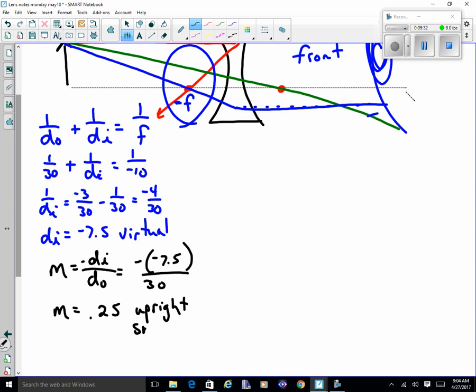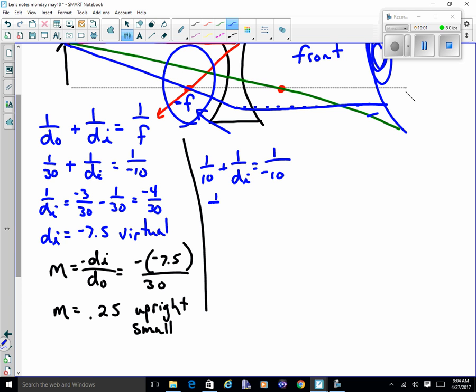Now you're going to do the same thing, but now we're going to start moving the object back to the focal point. So we do the same exact formula as we did before. So instead of 1 over 30, I'm going to take 1 over 10 plus 1 over the image distance equals 1 over a negative 10, because the focal length, once again, is behind the lens. That's why this one's negative. So now when I add something, I end up getting a number of negative 2 over 10. And when you flip-flop it, that means your image distance now is a negative 5. Again, it's virtual because it's behind the lens.